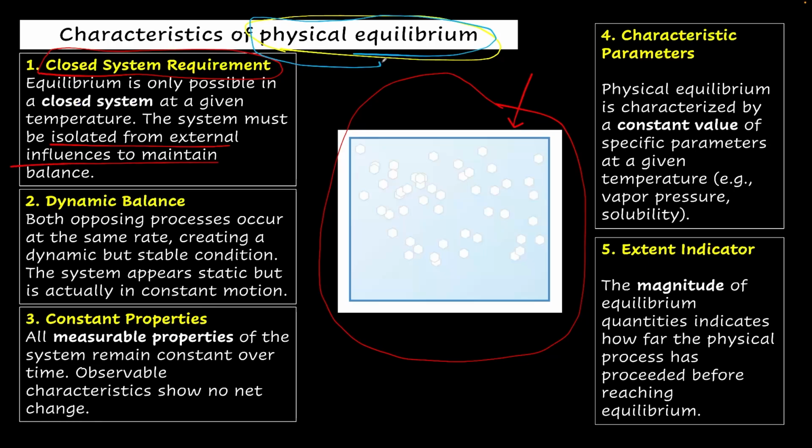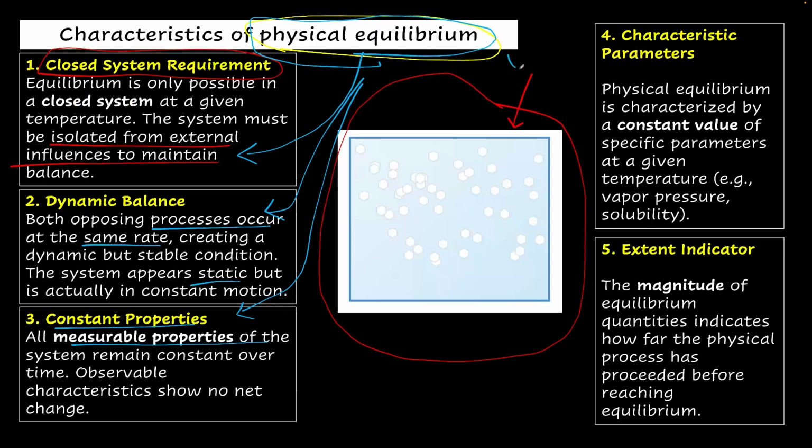When the equilibrium is achieved, first you need to have a closed system to maintain it. You will have a dynamic balance. That means both processes occur at the same rate, which we spoke about multiple times. The system appears static, but is actually in constant motion. We also observe that all the measurable properties are constant. Temperature, pressure, everything remains constant at the physical equilibrium state.